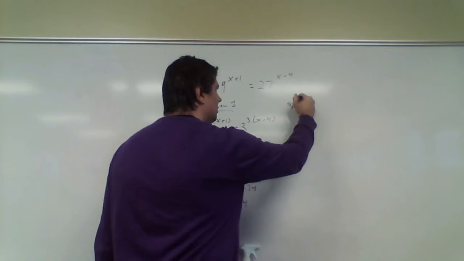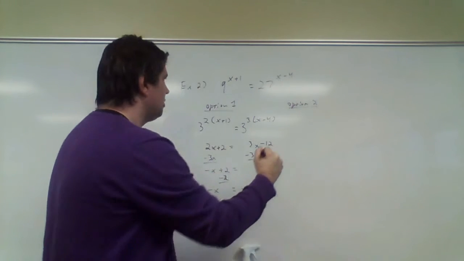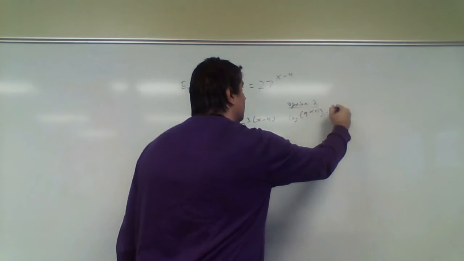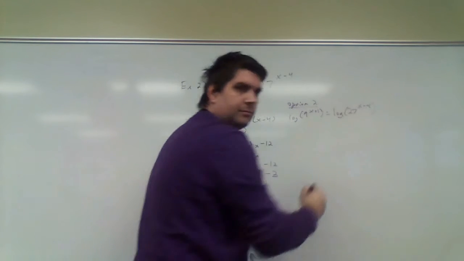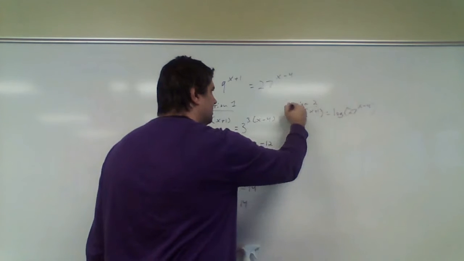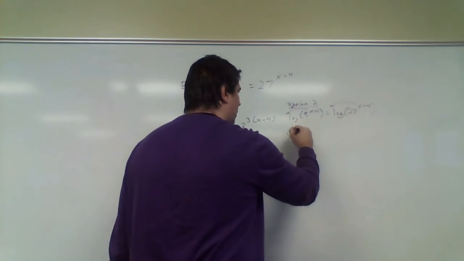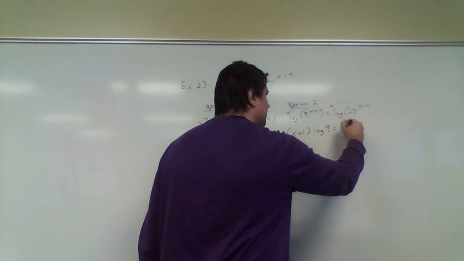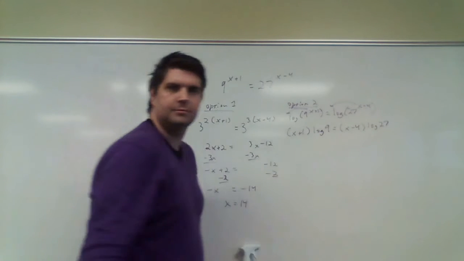Option 2 is again to use logarithms. So log of 9 to the x plus first equals log of 27 to the x minus fourth. These exponents will go to the front. You will have x plus 1 times log 9 equals x minus 4 log 27.